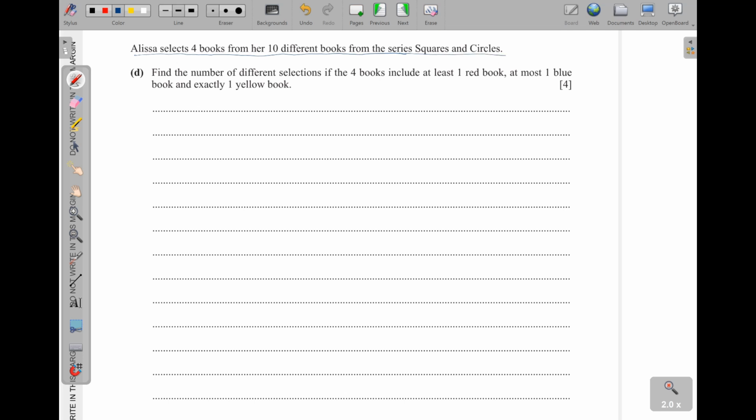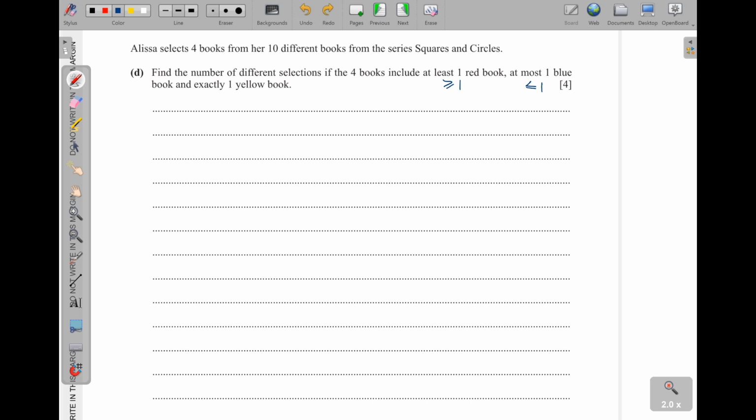Then lastly, Alisa selects 4 books from her 10 different books from the series Squares and Circles. Part D. Find the number of different selections if the 4 books include at least 1 red, at most 1 blue, and exactly 1 yellow book. Now, at least means greater than. So this one will be greater than or equal to 1. At most means less than or equal to that one. So we can have a 1 and then a 0. Okay. Then for the red, since they are 2, we can have 1 and then the 2.